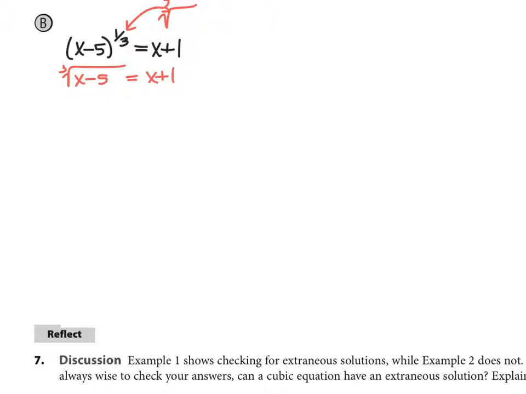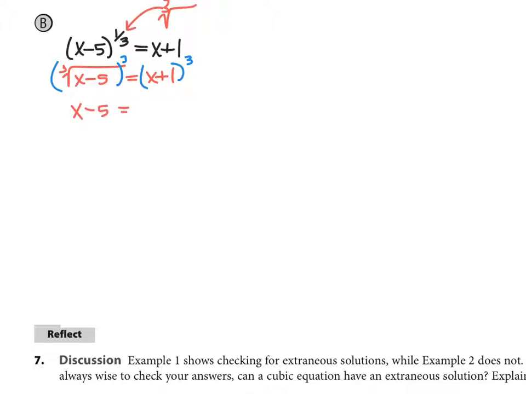So very similar to square root. To get rid of squares, we square the number. To get rid of cube roots, we're going to raise the number to the 3rd power. So I'm going to do the same thing. This time my cube root is already by itself, so I don't need to move anything. When I raise that to the 3rd power on the left side, those are going to cancel. Cube root and cube cancel each other, so that's just x minus 5.